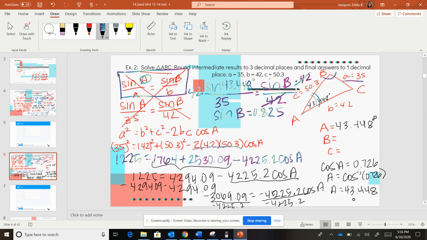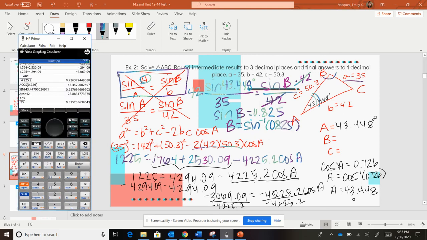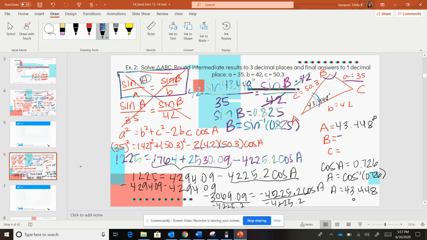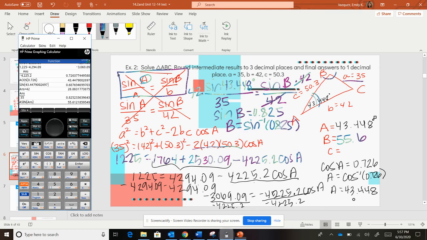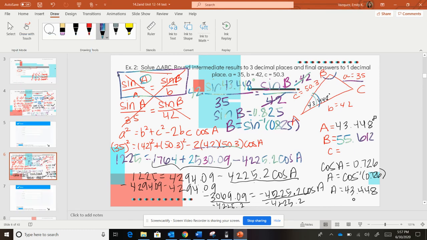Now again, in order to get rid of the trig part, I am finding an angle right now. So to get B by itself, I would have to find the sine inverse of 0.825. So I go to my calculator. I'm going to access that shift button. I'm making sure there's an A that stands for arc in front of my sine. I'm going to use my previous answer, and then I'm going to hit enter. So B equals 55.612. And I'm going to plug it in up here, 55.6.